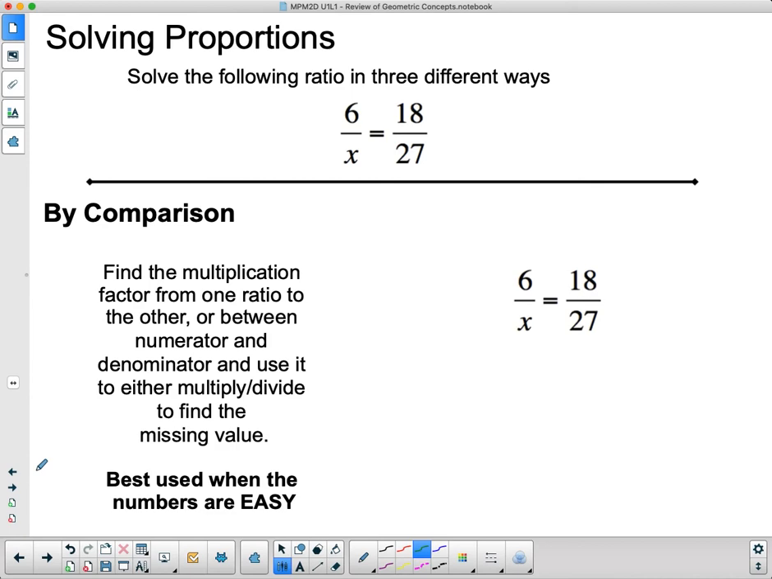So taking a look here, I'm going to solve the same thing three different ways. The first way is by comparison, which means that we're going to find the multiplication factor from one ratio to the other.